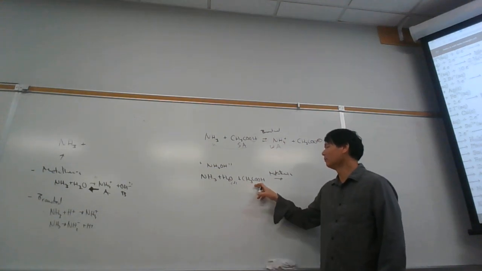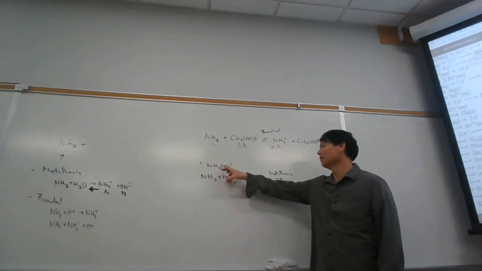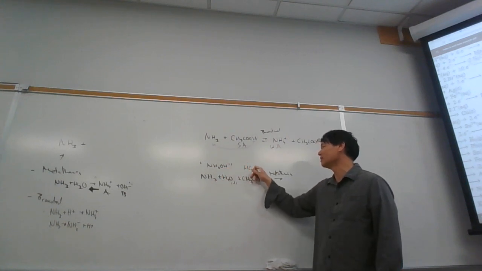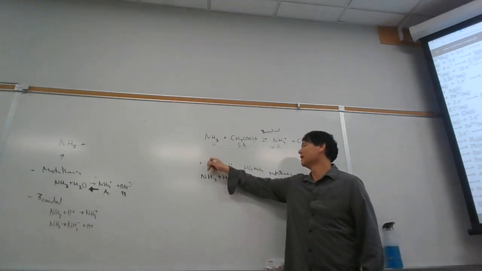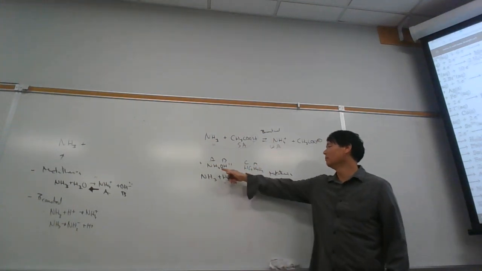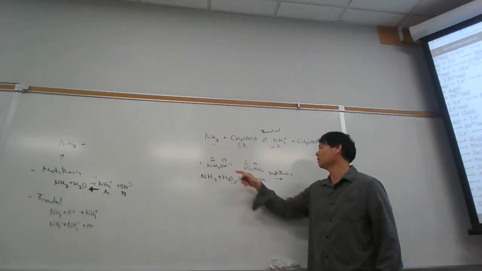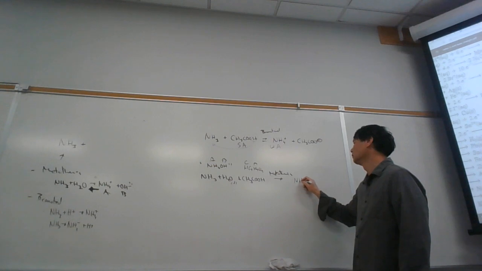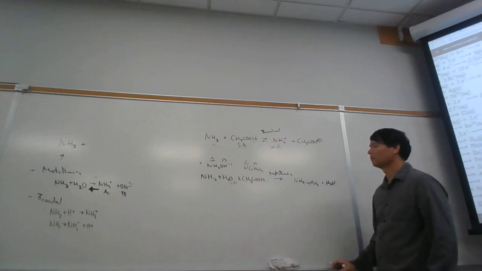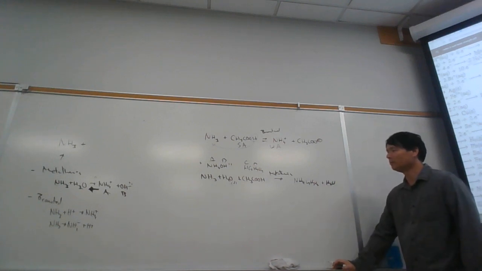And this one we'll write in CD fashion, since I mean AB plus CD. So CD fashion is HC2H3O2. So this is my AB, and this is my CD. So I'm going to form ammonium acetate and water. And so this would be my metathesis reaction.